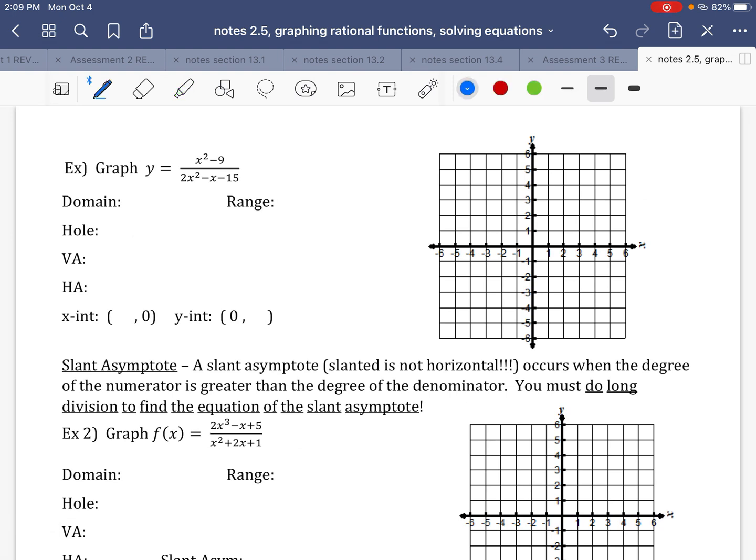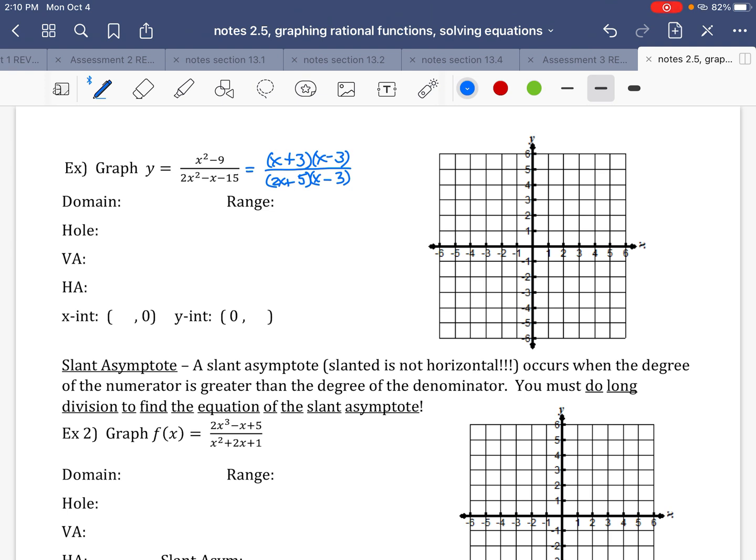So we're just going to do 2 of these because we've done a bunch already here and there. All right, so my first job is to factor everything. So when I factor the numerator here, I get x plus 3 and x minus 3. If I factor the denominator, let me see, 5 here and 3 there. This will be a negative and a positive.